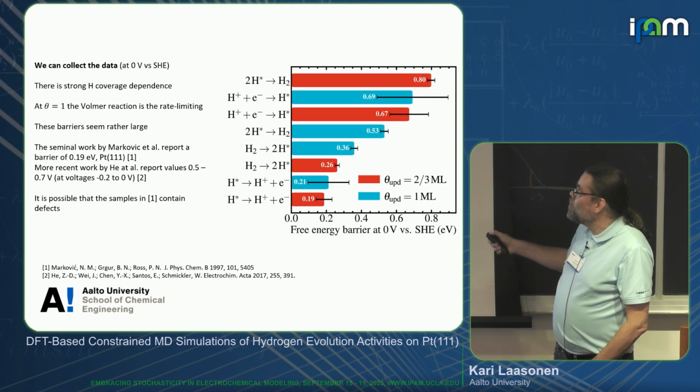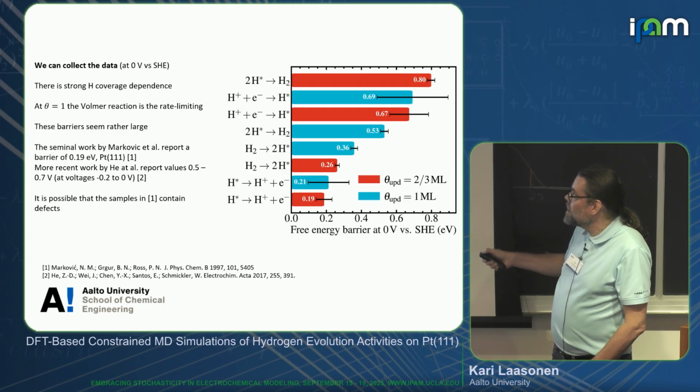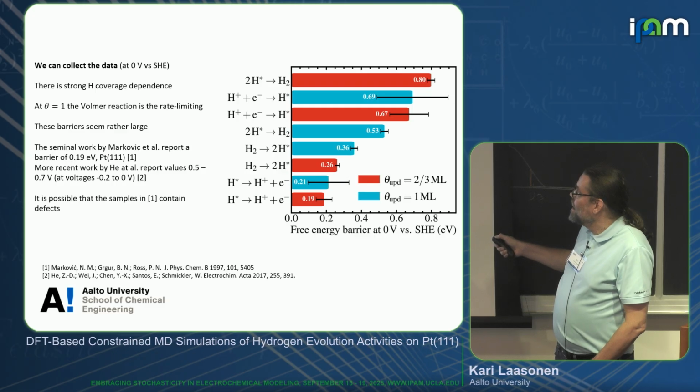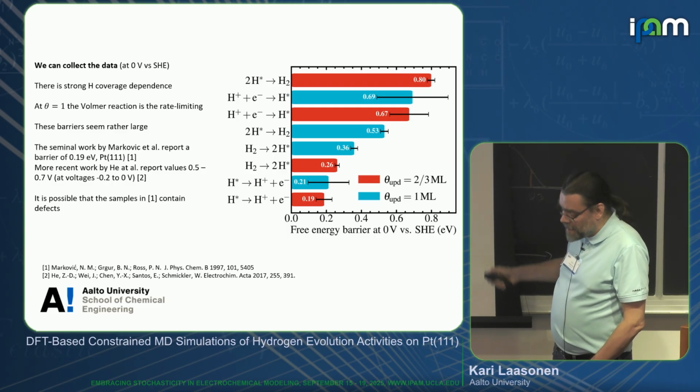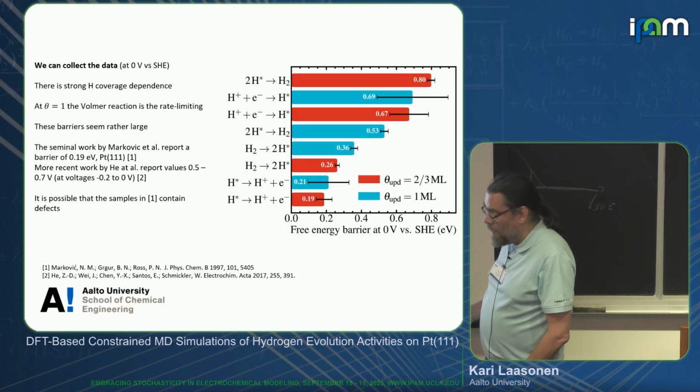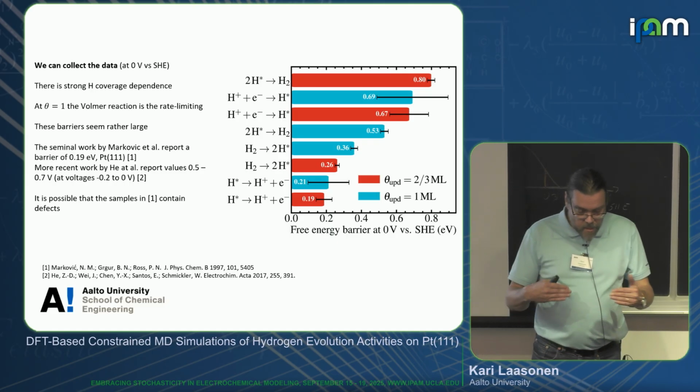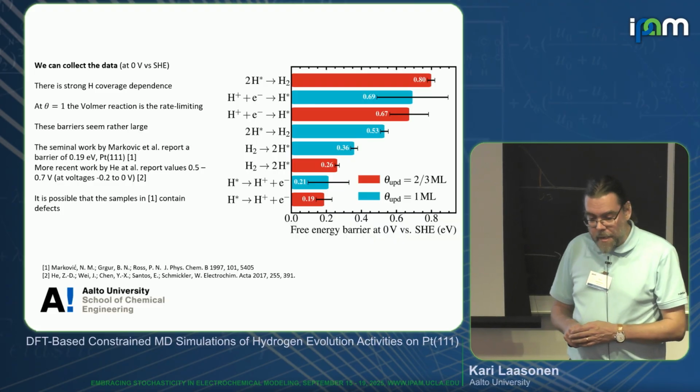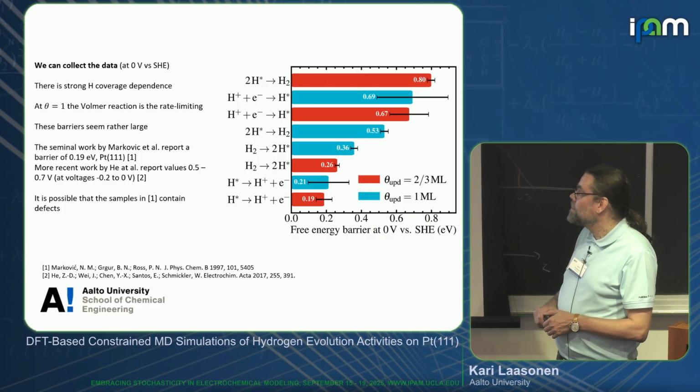But interesting that with lower coverages, it seems that the Heyrovsky reaction, this hydrogen approaching reaction, is the rate limiting step. At a coverage of 1, this Tafel reaction is the rate limiting one, with the higher barrier. So these two reactions are clearly competing with each other.